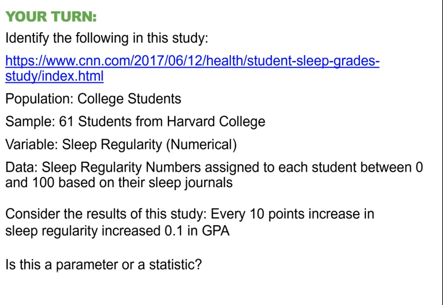Remember, parameters tell you something about the entire population, and statistics tell you something about the sample. So, is this result that they got about their entire population or is it about the sample? It's about the sample. So, this is definitely going to be a statistic they computed on the sample. All right, now you're ready to go try the homework 1.1 in My Open Math.